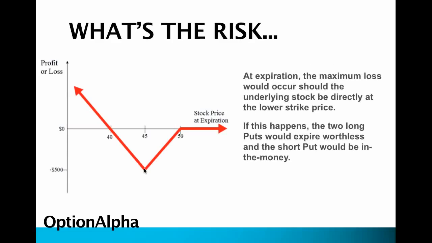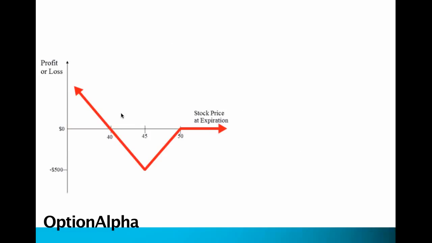So what's the risk? Well, at expiration, the maximum loss would occur should the stock close directly at the lower strike. If this happens, then your two long puts that you bought at 45 are going to expire worthless, and the short put is going to be in the money by about $500. So that's going to be your maximum pain point, right here at the long strike price of those long puts. We don't want the market to close there. It can really rally anywhere around here, so the more volatility, the better.